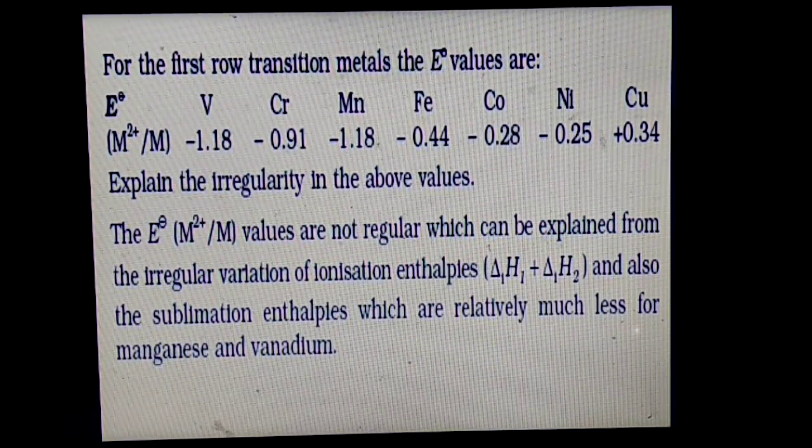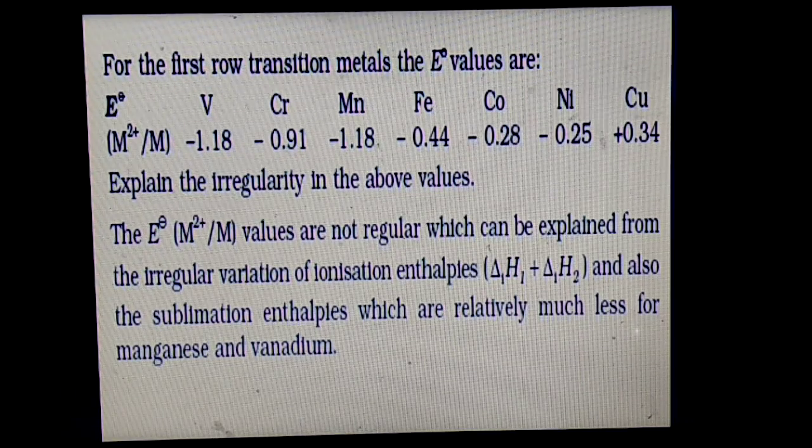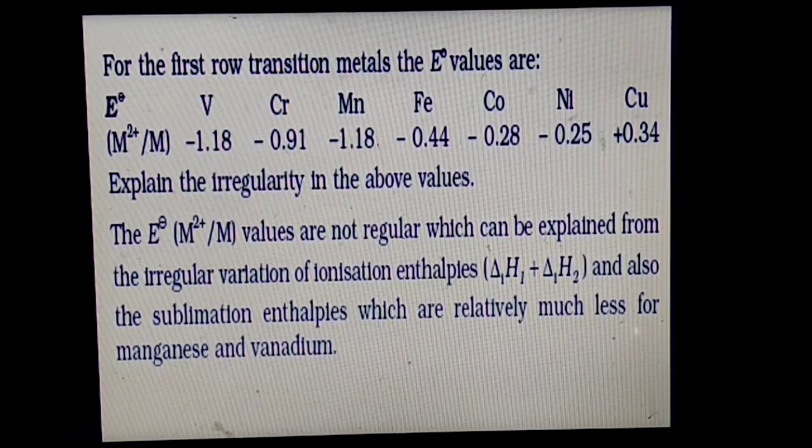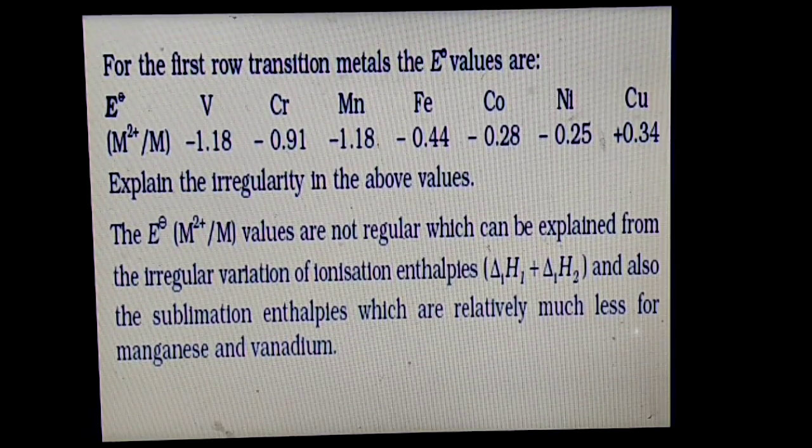For the first row transition metals, the E0 values are given: E0 values of vanadium, chromium, manganese, iron, cobalt, nickel. Explain the irregularity in the above values. You have seen vanadium minus 1.18, chromium minus 0.91, whereas manganese again minus 1.18. There is the irregularity. Iron minus 0.44, cobalt minus 0.28, nickel minus 0.25. But very interesting, one question is coming: why is the reduction potential of copper positive and other elements' reduction potential negative? Only copper has the positive.